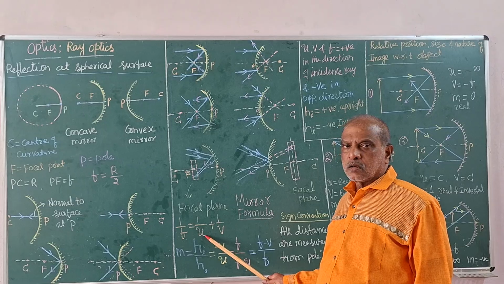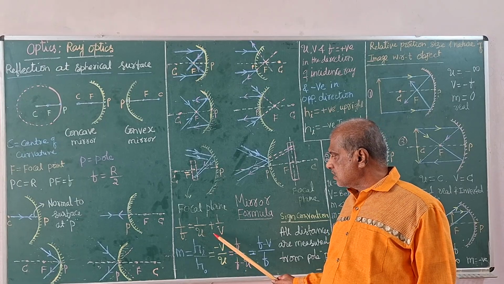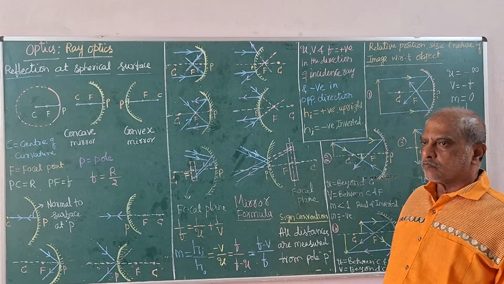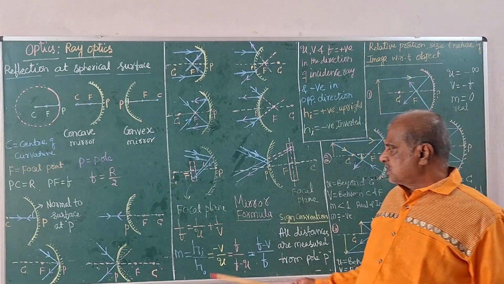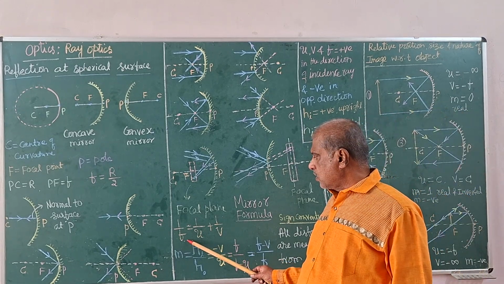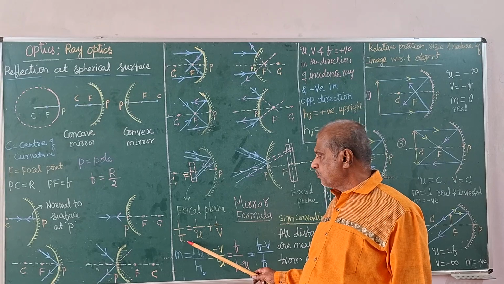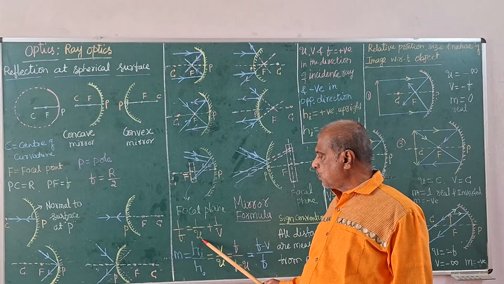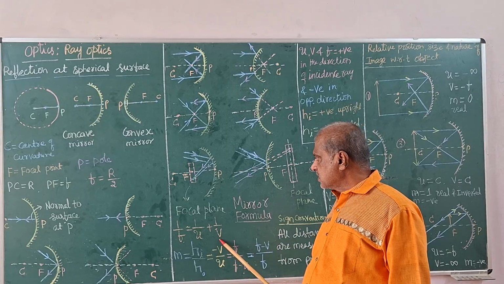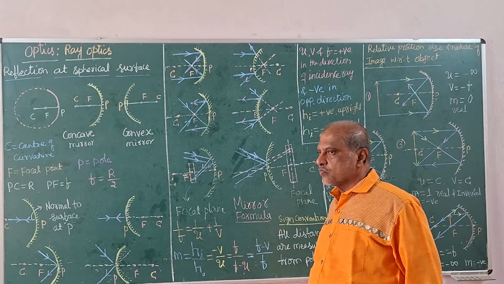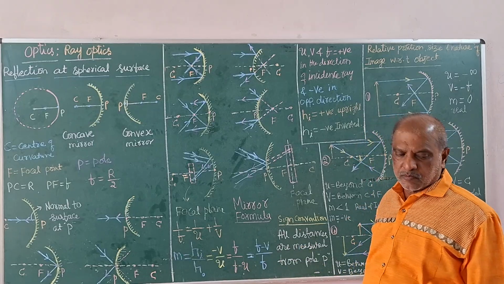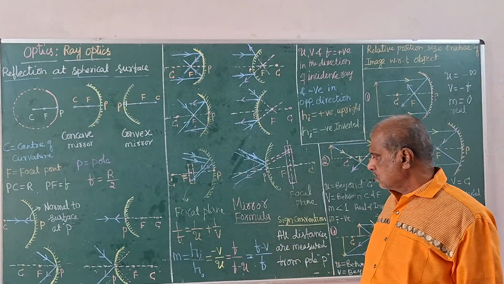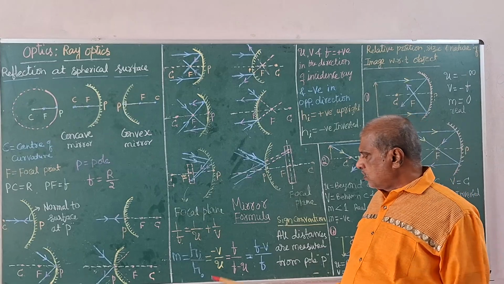These are distances, these are the distances measured from the pole. F is the distance between the focal point and the pole. U is the distance of object from the pole. V is the distance of image from the pole. All these distances are measured along the principal axis. And we have one more equation.